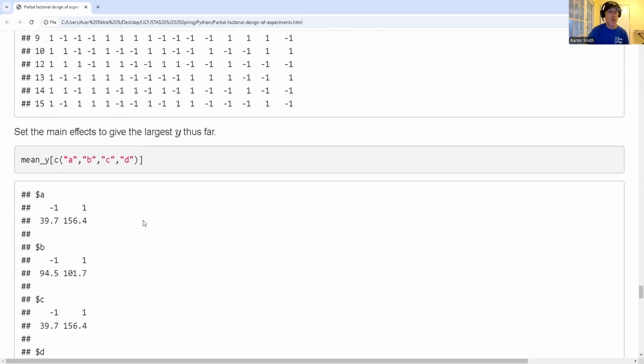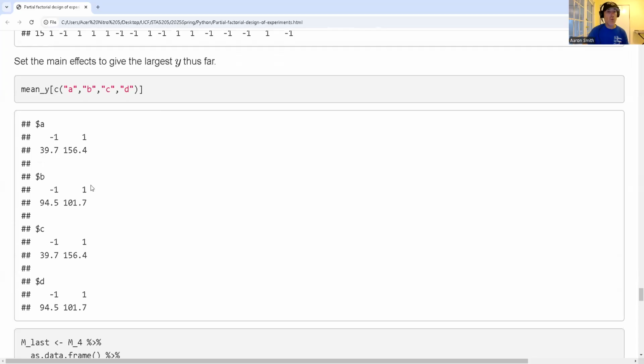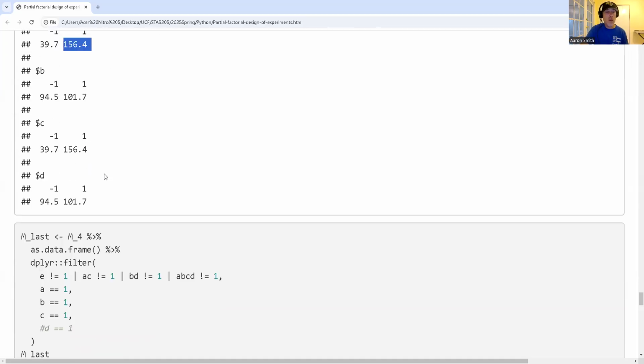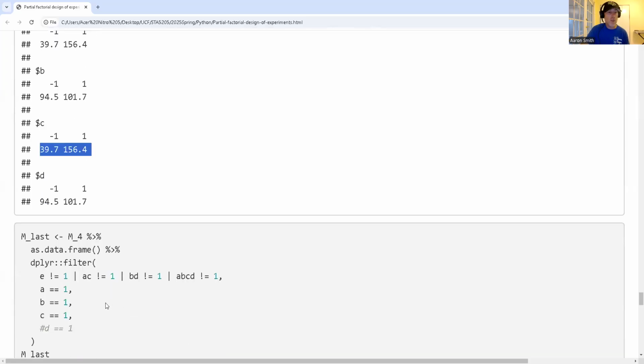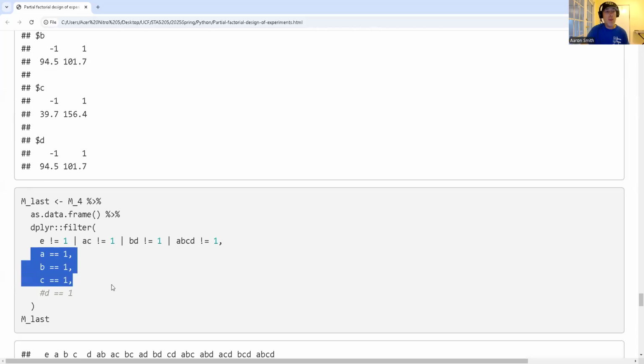So let's just take a look. If I scroll through here, I'll notice that in terms of the main effect, which is what I have control over, when A is equal to 1, I get the most out of it. So let's go ahead and say that A is equal to 1. What about B? When B is equal to 1, I get a larger value. When C is equal to 1, I get a larger value than otherwise. I'm comparing these two together. When B is equal to 1, I get a larger value. When C is equal to 1, I've got a larger average. And so I'm going to set A, B, and C equal to 1.